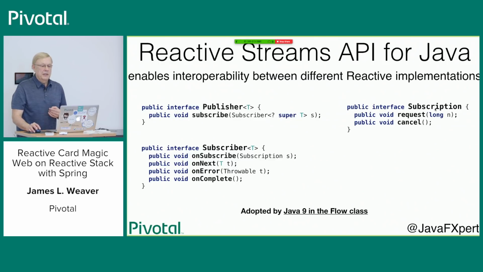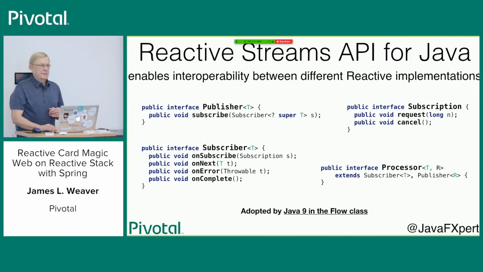So here's the subscription, and the subscription then has two methods, request and cancel. So as a subscriber, if I've subscribed to a publisher, then I can, to control back pressure, say, I request 2 elements, or 5 elements, or 100 elements, whatever I want to be able to handle. And then that frees the publisher to then send that number of elements. And also I can cancel a subscription. So those are 3 of the 4 interfaces in the API.